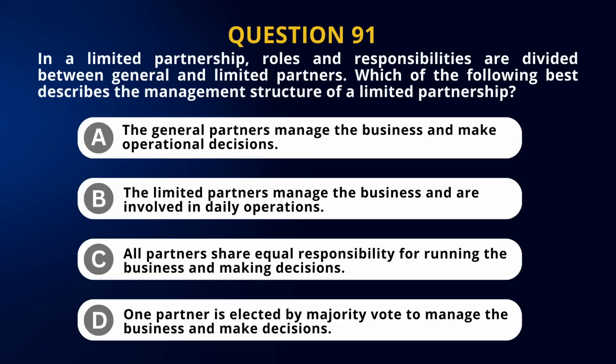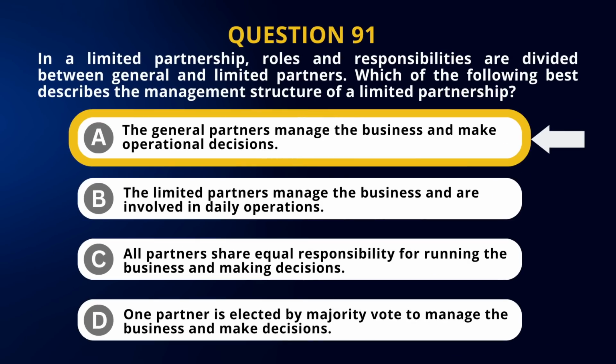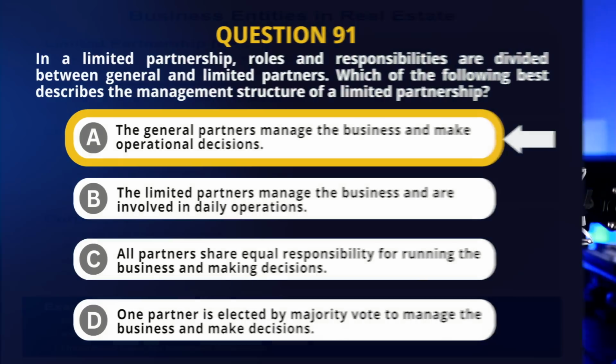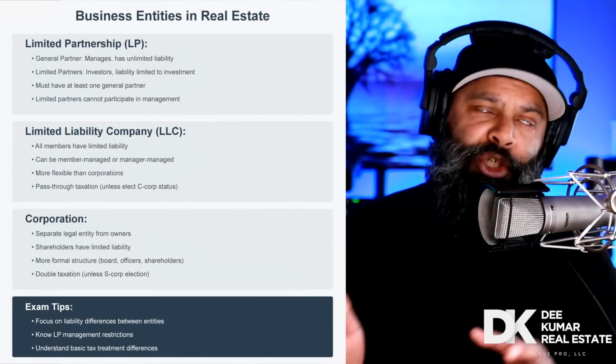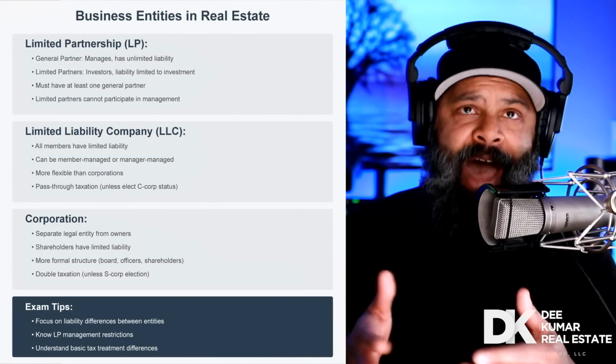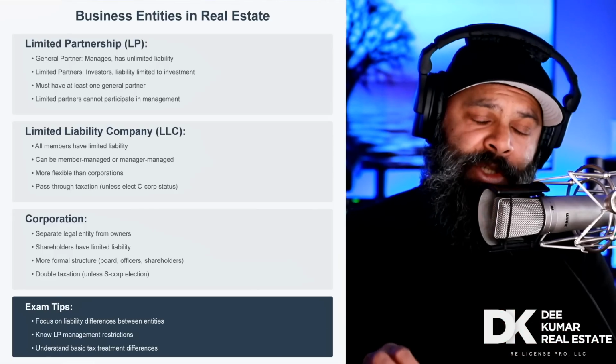And the answer is letter A. The general partners manage the business and make operational decisions. And in limited partnerships, the limited partners are passive, really make no management decisions, and the general partners are making that. So you want to know that limited partnerships have general partners and limited partners, and then we have different things like LLCs, and we have different things like corporations.